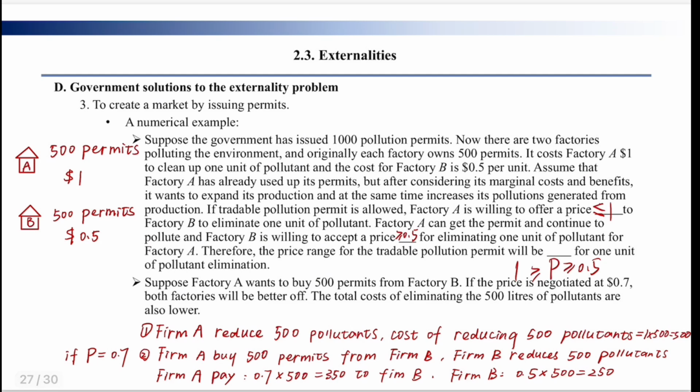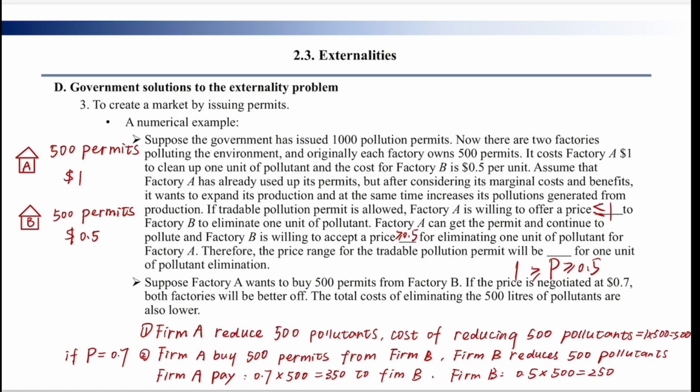Suppose factory A has 500 permits. If it doesn't use the permits and treats the pollution by itself, it will cost $1 per ton. And factory B also initially has 500 permits, and if factory B doesn't use the permits but chooses to treat the pollution by itself, it will cost $0.5 per ton. So at this time, if factory A wants to expand its production, it can buy permits from factory B, right?